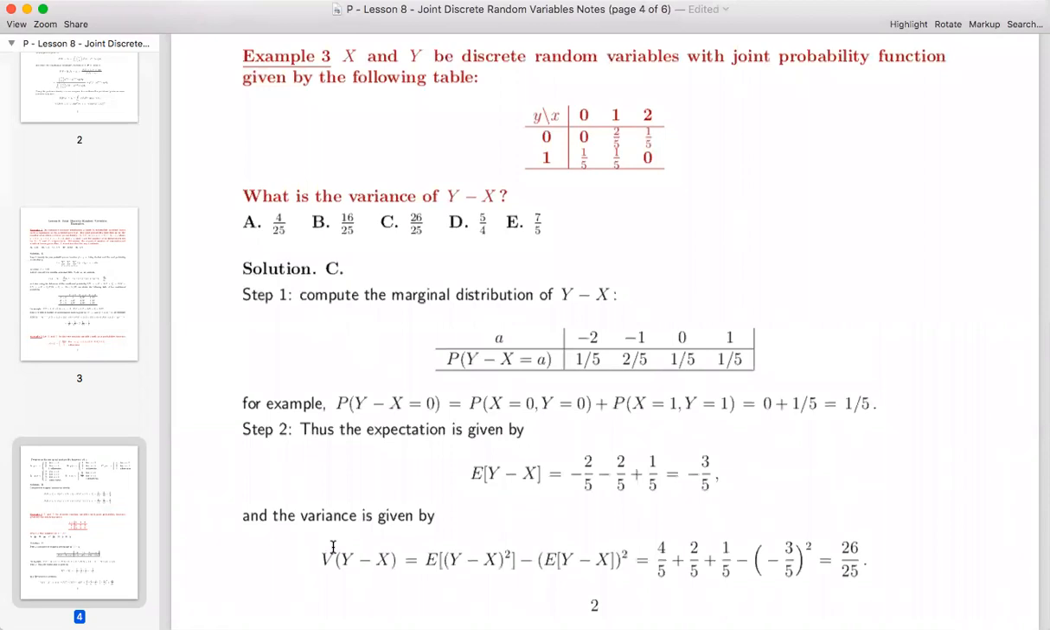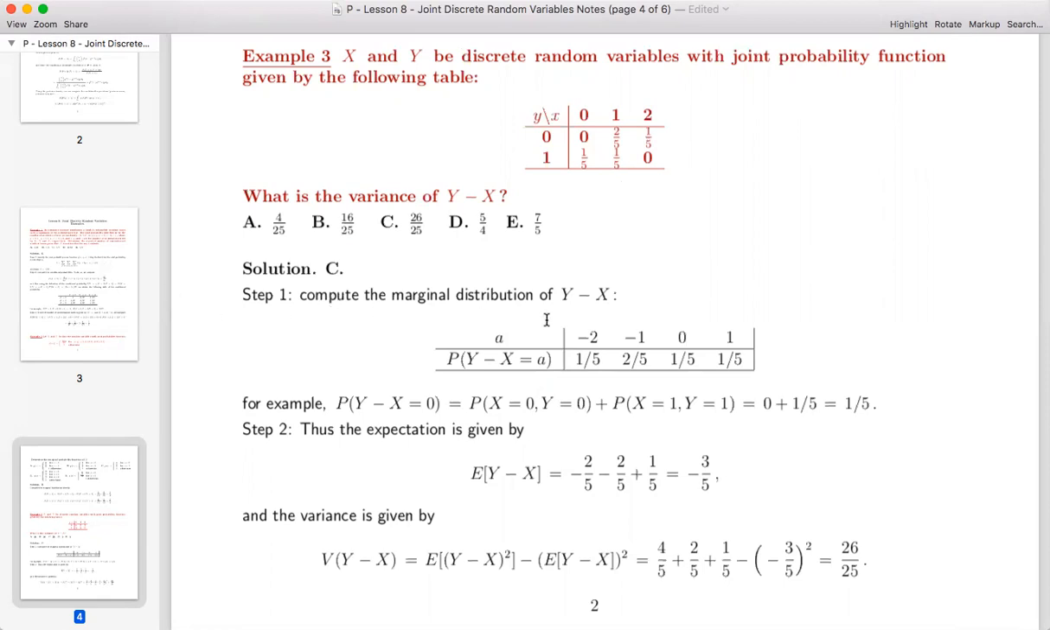Now going on to example 3, we get our conditional table right here, which is always nice. That way we don't have to calculate this. Now let X and Y be discrete random variables with joint probability function given below. What is the variance of Y minus X? So that means we want to find the variance of Y and subtract the variance of X from it.